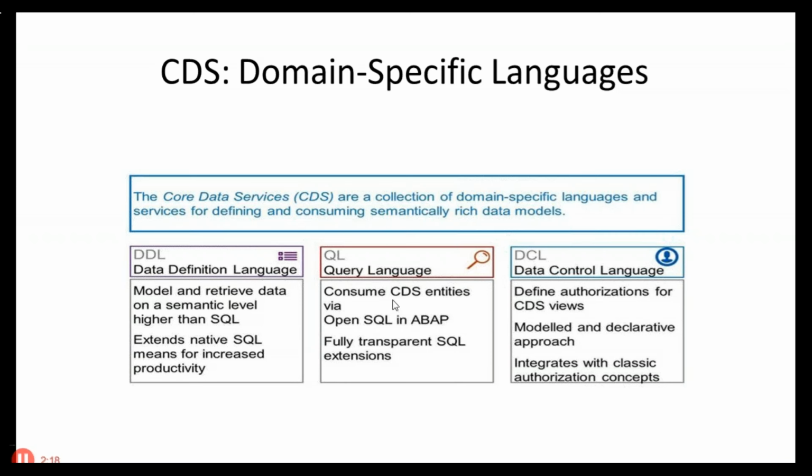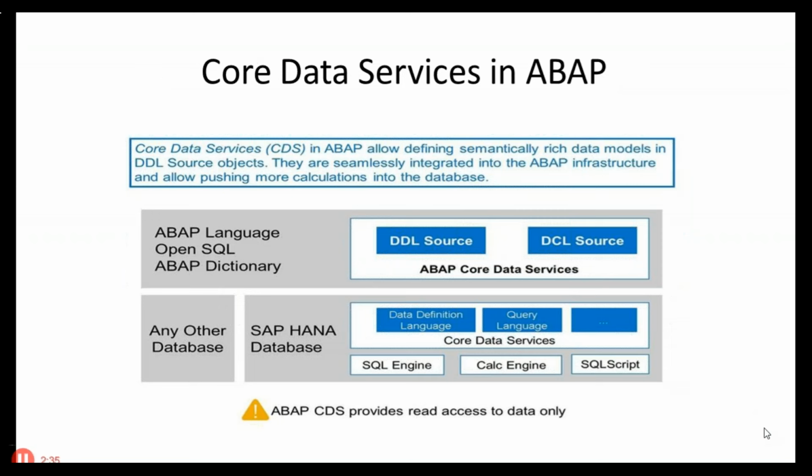Anyway, the query language we already know. We have done it in a select statement. But the only thing is, here if we are writing the select statement, we are using the commas and all. So that is SQL code that we have in the select statement. Now here, in core data services, ABAP allows us to define semantically rich data models.